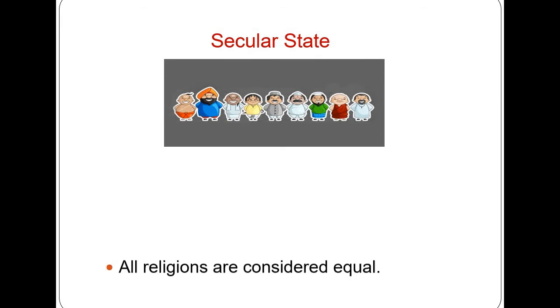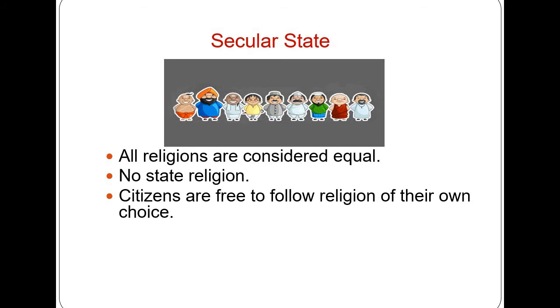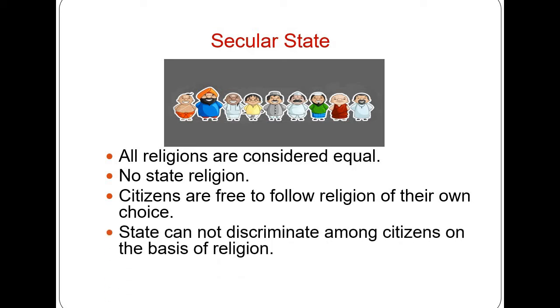Secular. Secular means all religions are considered to be equal. There is no state religion, just like how you have in Saudi Arabia, an Islamic country, where they follow Quranic law. Citizens are free to follow their religion of their own choice. State cannot discriminate among citizens on the basis of religion.